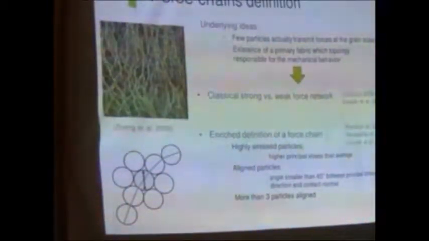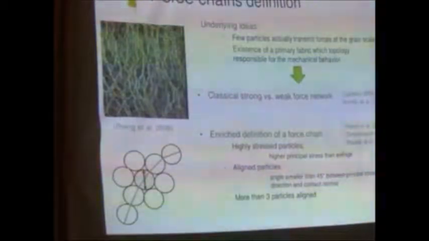The underlying idea behind the force chain concept is that the strength of a granular medium results from only a very small amount of particles that are actually transmitting stress inside it. This picture, taken from Zhang et al. with photoelastic grains, shows how contact forces are transmitted within the granular media, and you see chain-like patterns inside, which involve roughly 20% of the existing grains.